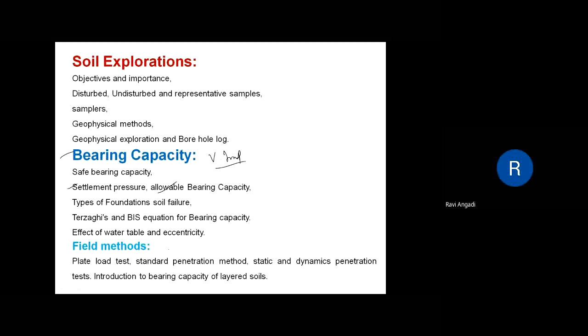Then there are some field methods given here. What are those field methods? The plate load test to calculate the bearing capacity of the soil, the standard penetration method, static and dynamic penetration tests, and also an introduction to the bearing capacity of layered soils. So these many methods we are going to discuss. These are the field methods to calculate the bearing capacity of the soil. I hope my voice is audible to you all. Yes, sir. Right, so this is the syllabus of the bearing capacity chapter.